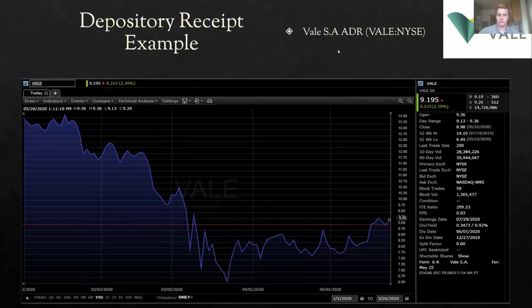The benefits of these are, again, easy convenience into foreign equities or foreign securities, and a way to diversify into foreign securities without those heavy price tags.